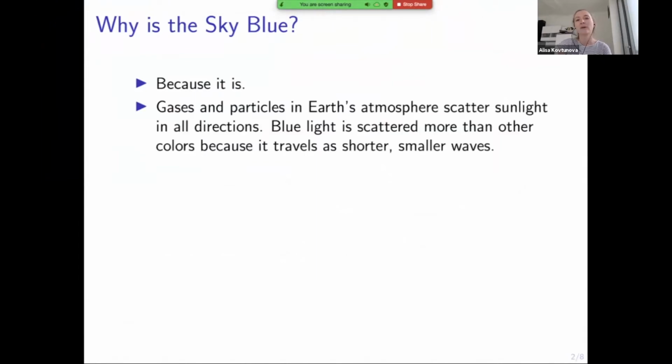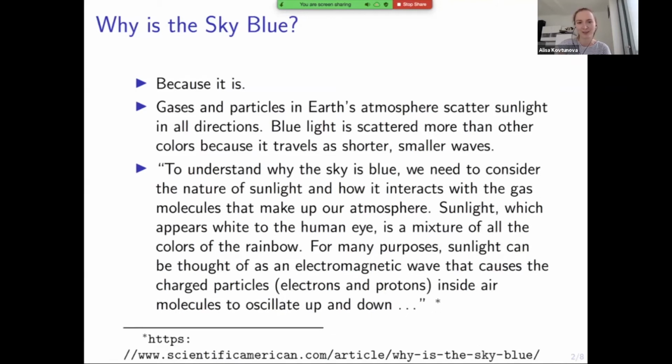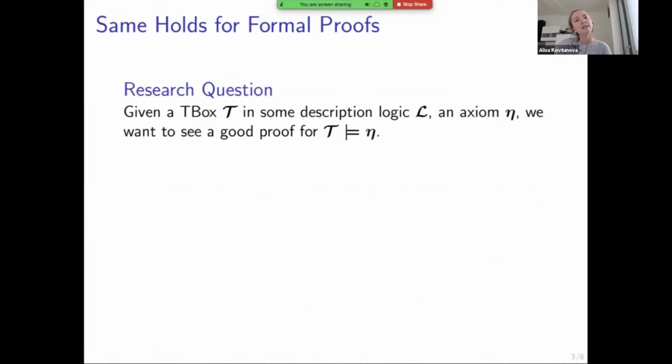Or you can elaborate it a bit more and give a fuller answer. Or you can write a research article about it using more complicated terms, using physics, chemistry. So even in a human scenario, the goodness of a proof may depend on context and is not very simple to define. The same holds for formal proofs. If we have a theory in some description logic, we have an axiom which is entailed by this theory, and we want to see a good proof.